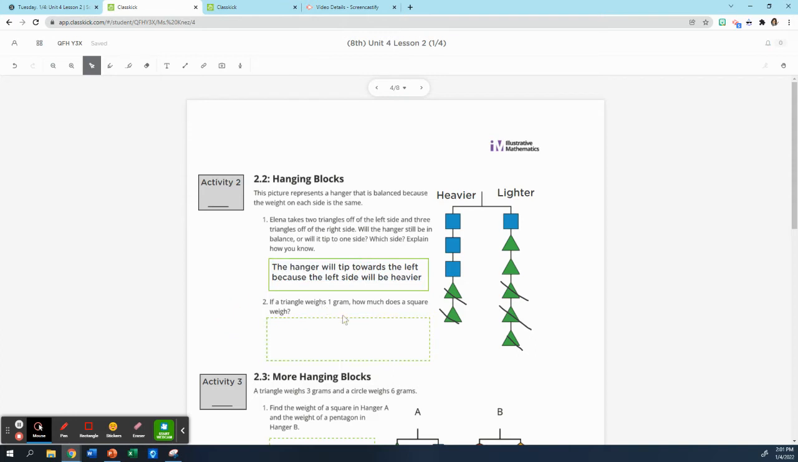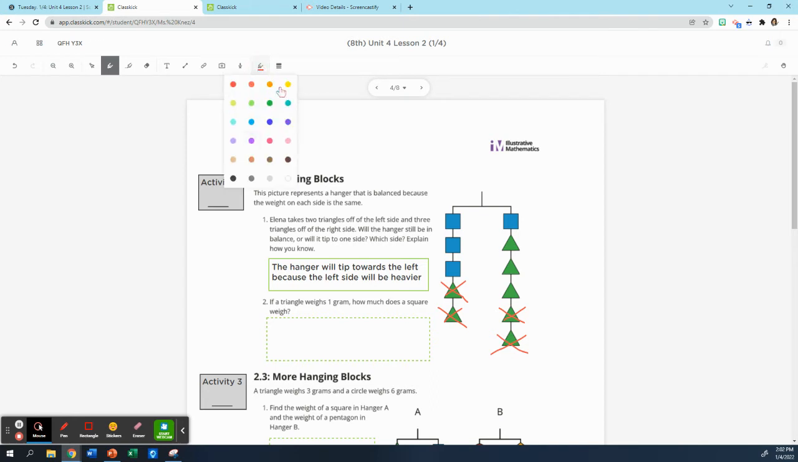Now, if a triangle weighs 1 gram, how much does a square weigh? In class, we talked about a really specific way to answer this question. And remember, to think about this question, we don't want to think about the scenario where we're deleting triangles. We want to think about the scenario where it's balanced. So I know that there are 2 triangles on the left, and those 2 triangles on the left weigh the same amount as 2 triangles on the right. So I'm going to cross them off in red. Since they weigh the same amount, I don't need to worry about them.